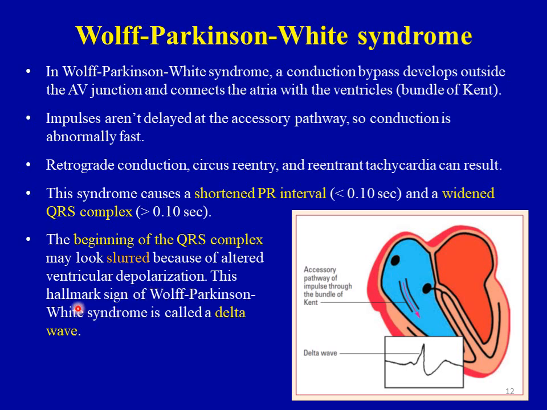This hallmark sign of Wolff-Parkinson-White syndrome is called the delta wave, as I mentioned earlier. I mentioned this syndrome in conjunction with the junctional arrhythmias because usually it causes re-entry circuits or re-entrant tachycardia that involves the AV junction.